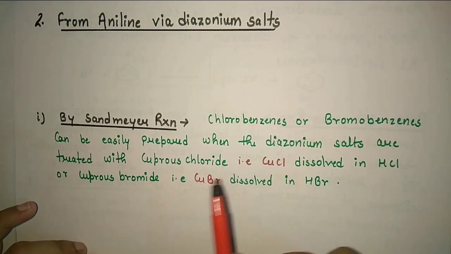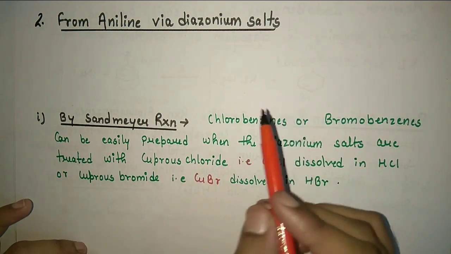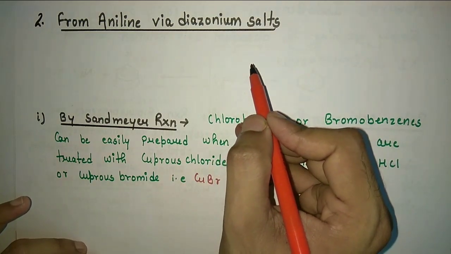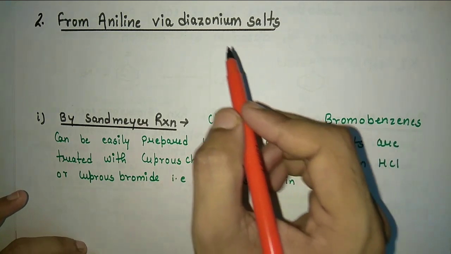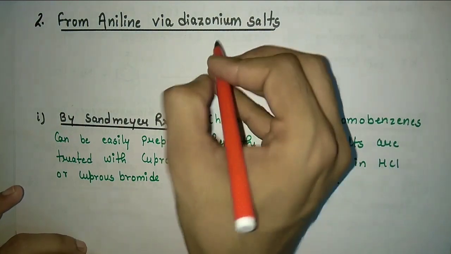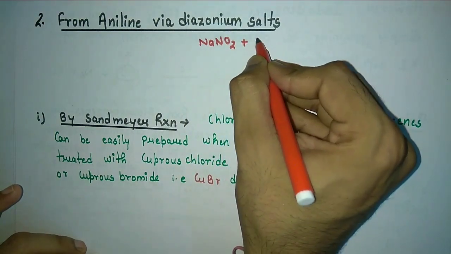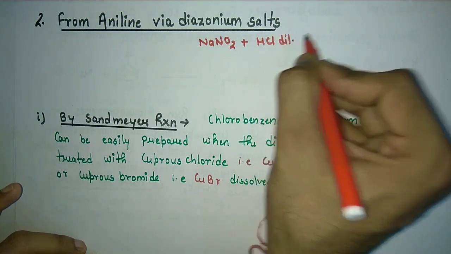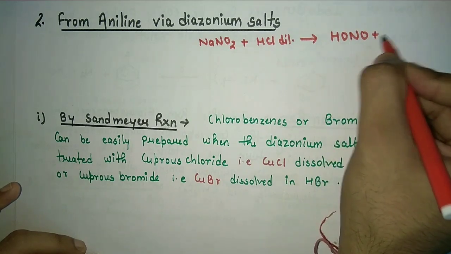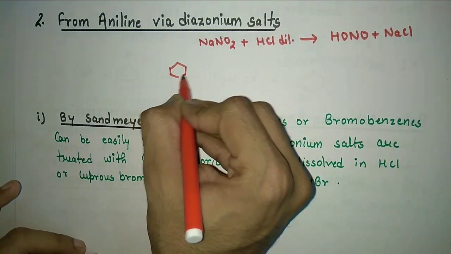Now, the second method of preparation of haloarenes is from aniline via the diazonium salt. First we will see what a diazonium salt is and how it can be prepared. The diazonium salt can be prepared by treating aniline, dissolved in dilute HCl, with an aqueous solution of sodium nitrite at 0 to 5 degrees Celsius. This is sodium nitrite, NaNO2, plus dilute HCl. It will form nitrous acid plus NaCl.